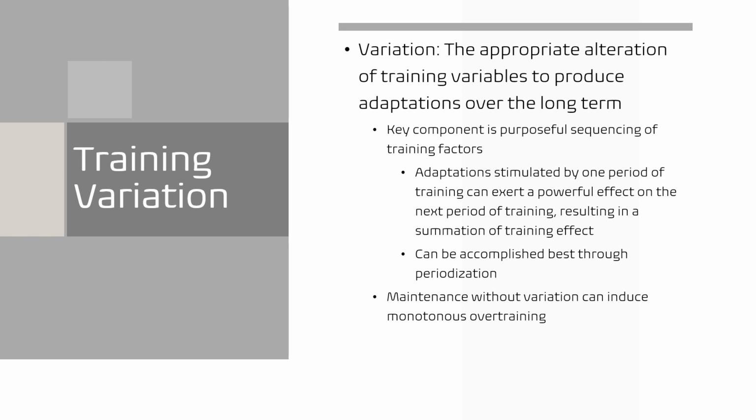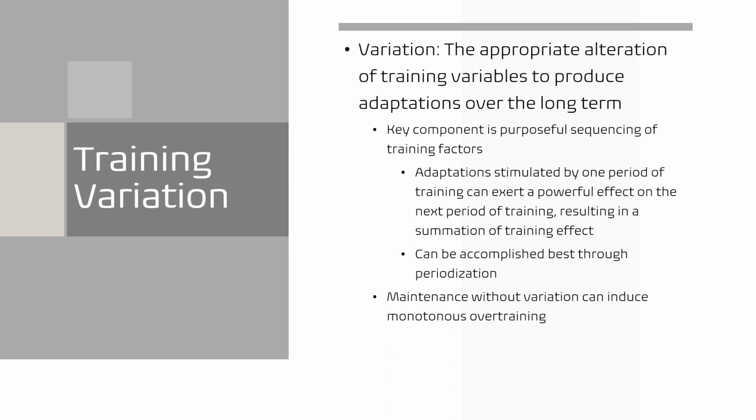Training variation can help to reduce the risk of overtraining and improve long-term training sustainability by avoiding excessive repetitive stress on specific muscles or joints. They can maintain a healthy balance between training stimulus and recovery, reducing the likelihood of overuse injuries and burnout.